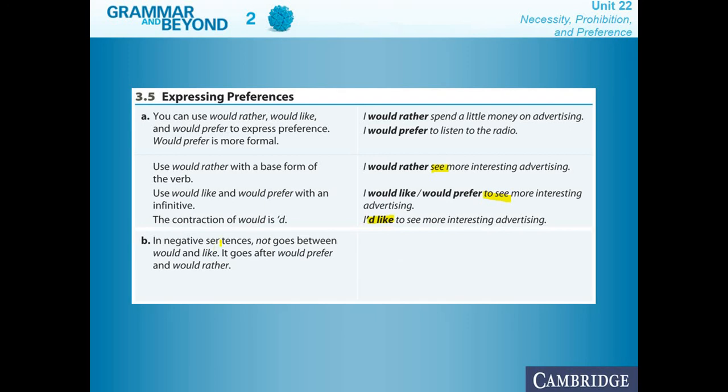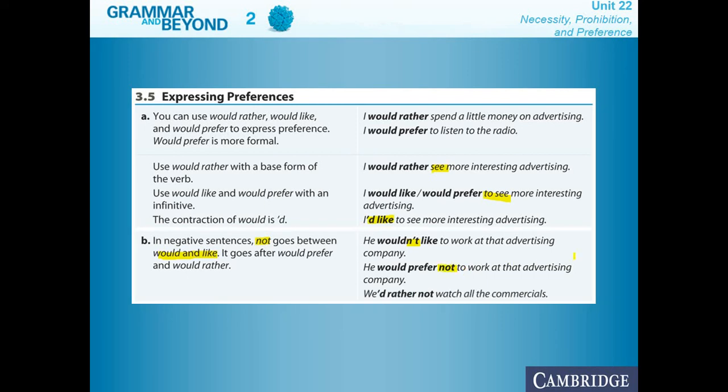In the negative sentence, not goes between would and like. It goes after would prefer and would rather. What I told you at the beginning, I would say, he wouldn't like to work in that advertising company. The not is in the middle. Would prefer not to work in the advertising company. The not is after the modal verb. And would rather not watch all the commercials as well. The not is after the modal verb.